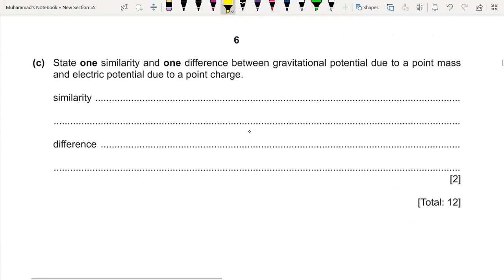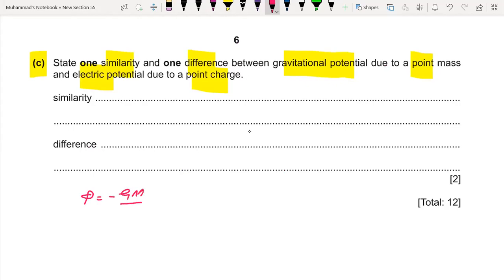Now let's move towards C part. State one similarity and one difference between the gravitational potential due to a point mass and electric potential due to a point charge. So we have to identify the difference and similarity between electric potential and gravitational potential. You know that gravitational potential is minus GM over R, and electric potential is 1 over 4 pi epsilon Q over R, where Q is the charge of the point charge and R is the distance from its center.